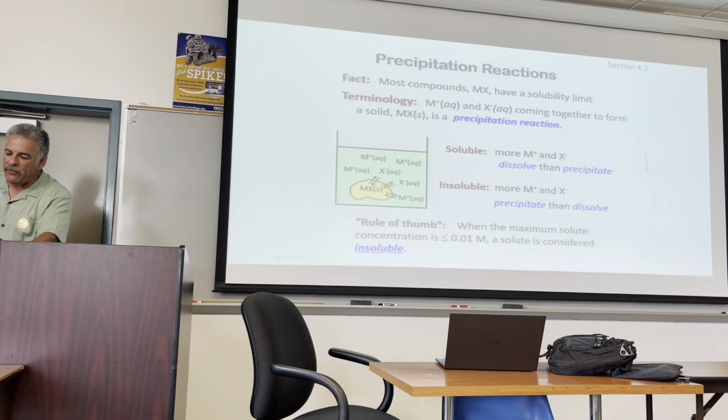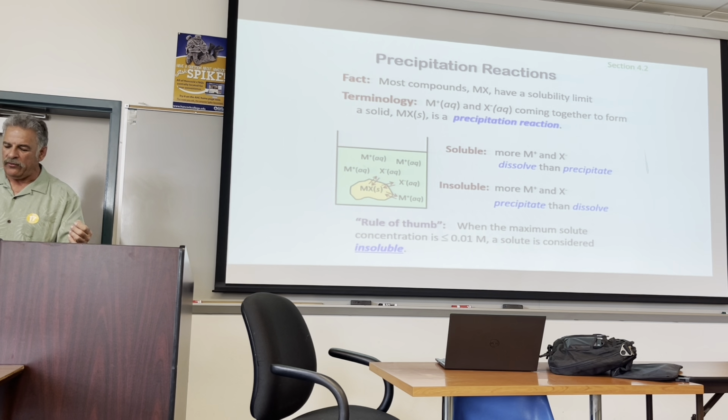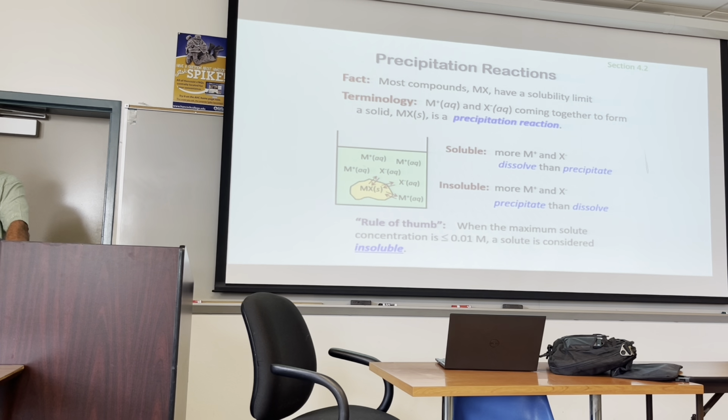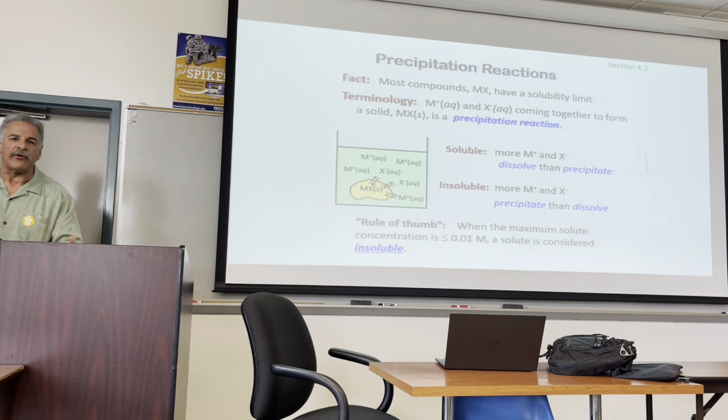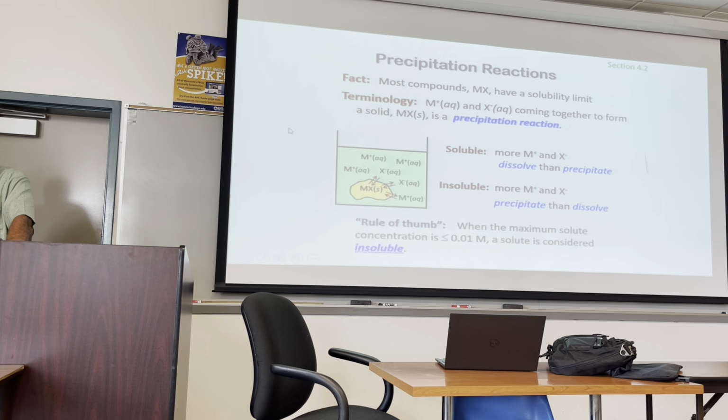The rule of thumb is when the maximum solute concentration, the part that's being dissolved, the solute, is less than 0.1 molar, a solution is considered insoluble. So some solutions are insoluble because when you put in less than 0.1 molar, it doesn't dissolve. Okay, 0.01 molar. Does that make sense?